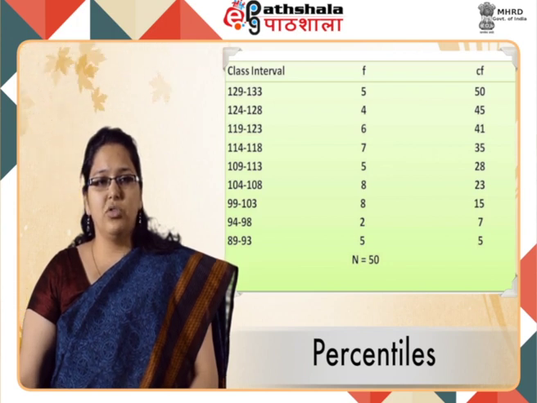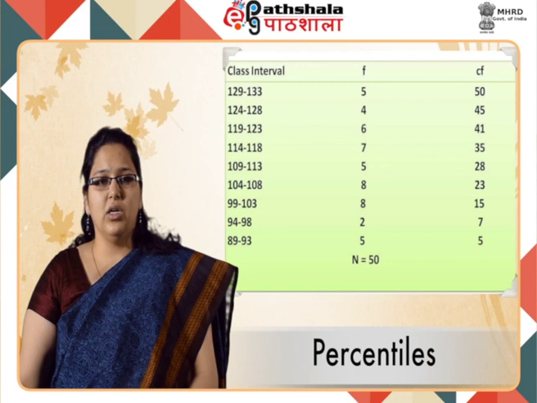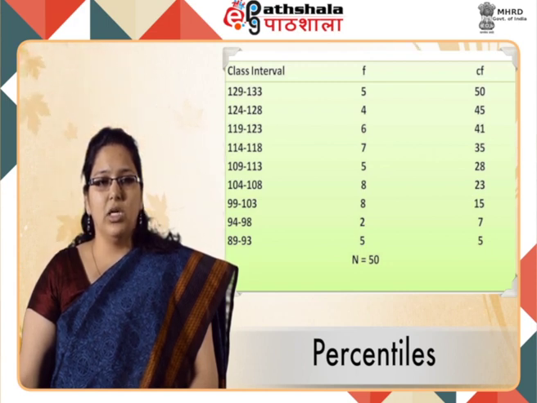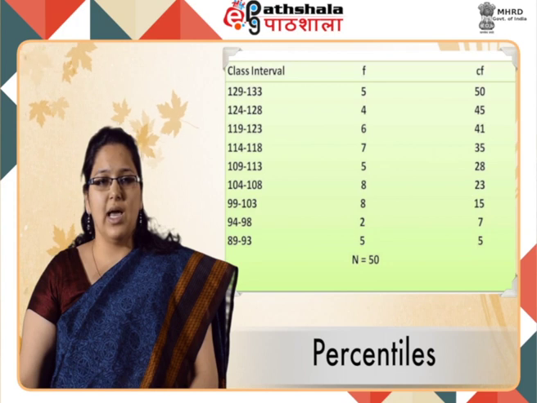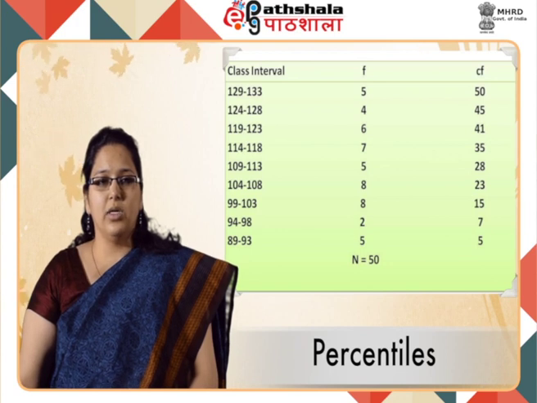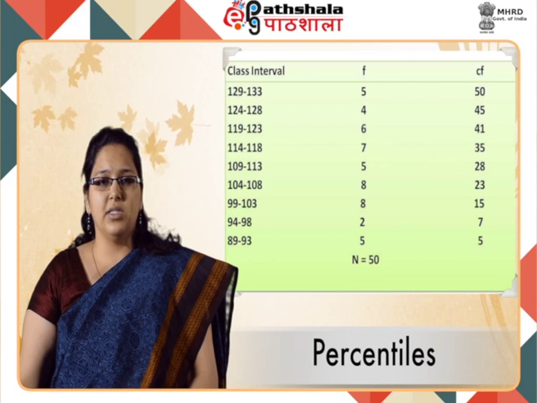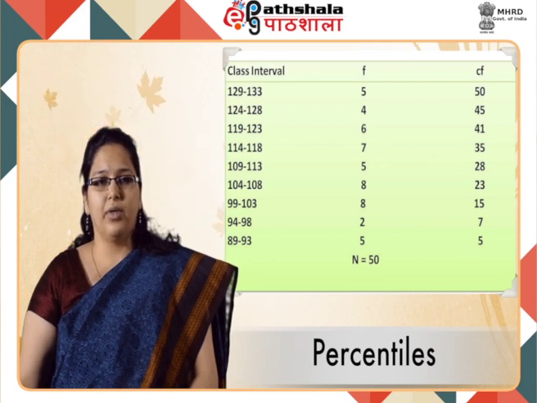In the distribution of N = 50, P20 is the score of 20 × 50 / 100, which is equal to 10, that is, the score below which 10 scores lie, and it will be in the class interval 99 to 103. In other words, P20 lies in the class interval of 99 to 103.